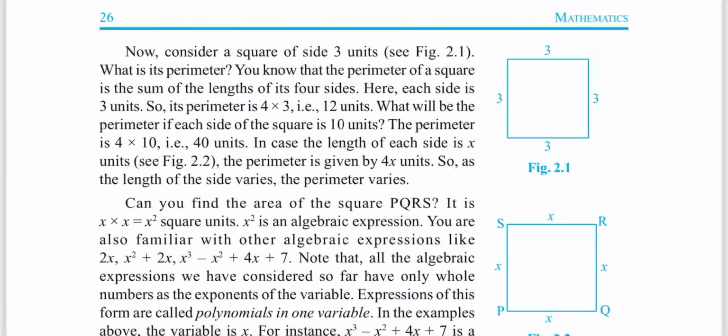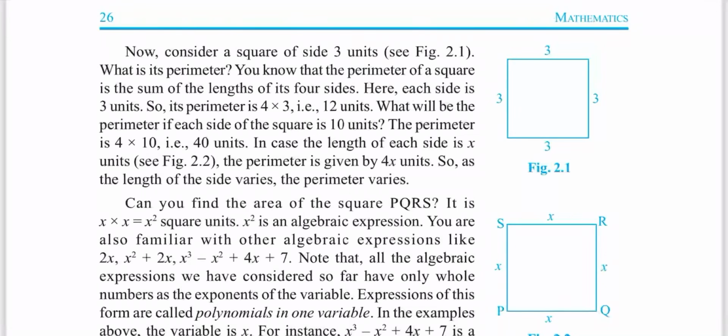Now consider a square of, say, 3 units. What is its perimeter? We know that the perimeter of a square is the sum of the lengths of its 4 sides. Here each side is 3 units. So its perimeter is 4 times 3, that is 12 units. What will be the perimeter if each side of the square is 10 units? The perimeter is 4 times 10, that is 40 units. In such cases, if the length of each side is x units, the perimeter is given by 4 times x units. So, as the length of the side varies, the perimeter also varies.